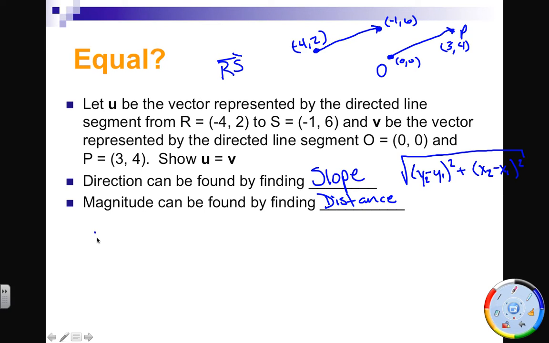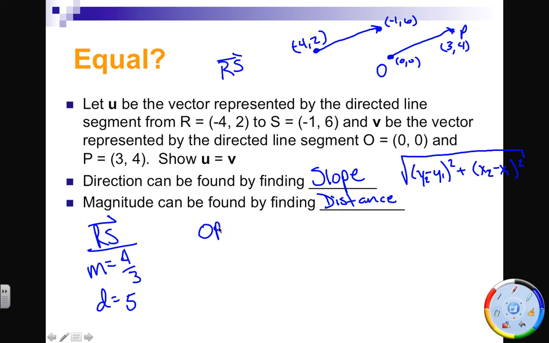Well, the slope for RS, let's just start with RS here. It rises 4 and runs 3, so slope is 4/3. My distance is, well, if that's how much it changes in y and how much it changes in x, it's 16 and 9. So it's the square root of 25, which is 5.